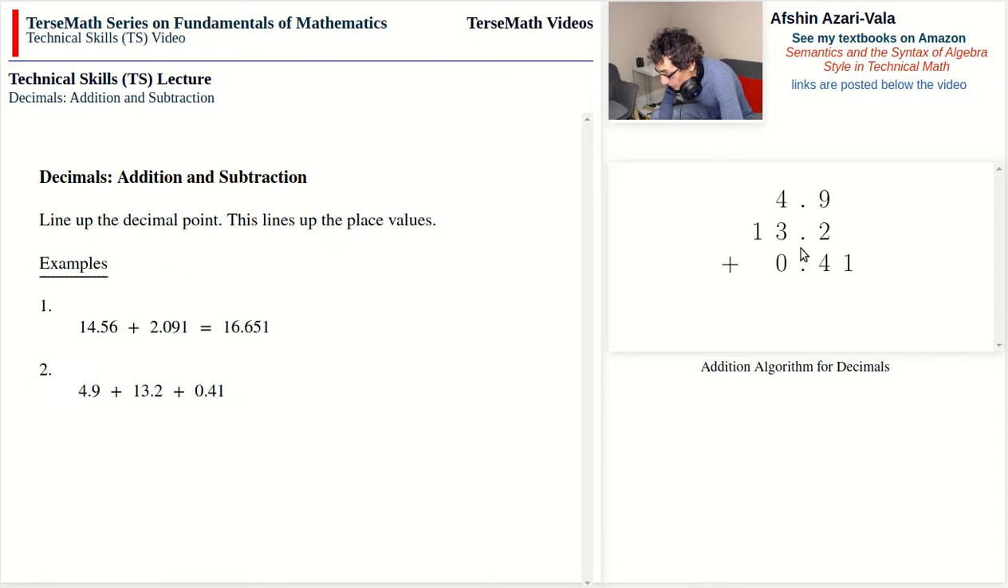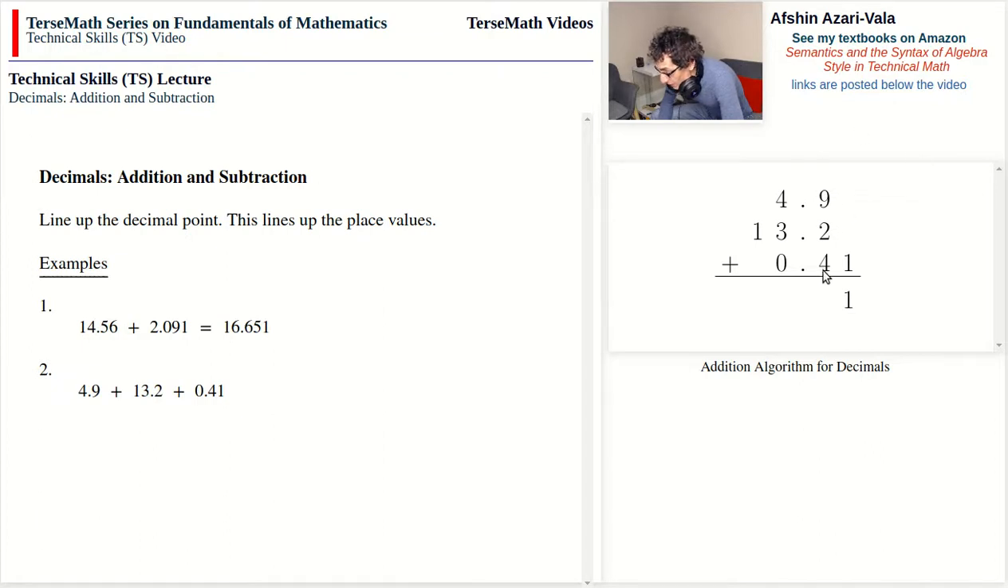As you can see, I've lined up the decimal point in all of the 3 numbers. So 4.9 and then 13.2 and then 0.41. Now we'll start the addition in the hundredths. You always begin with the rightmost column, and we have 1 hundredth, and we'll put it down.